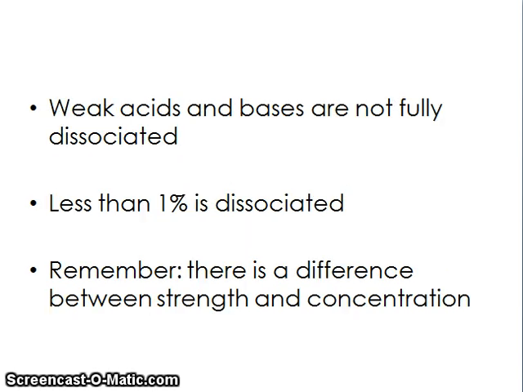So, first point is that weak acids and bases are not fully dissociated, which you're probably aware of already from your GCSE work. When we talked about strong acids in a previous lesson, we assumed that 100% of the acid had dissociated, so that for every HCl, for example, you would have one H+. However, for weak acids, less than 1% is dissociated. In some cases, a lot smaller than that.